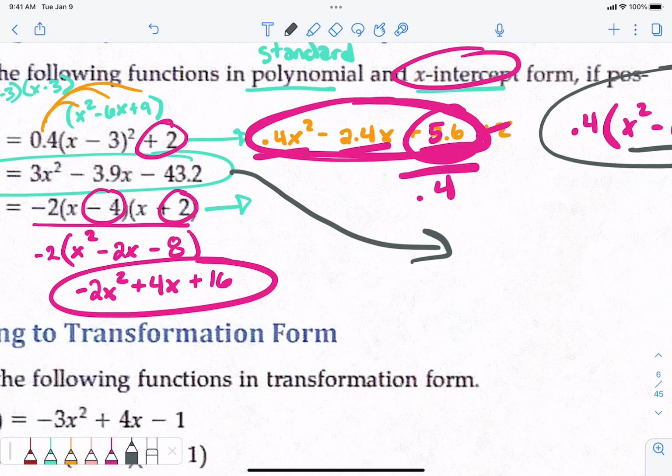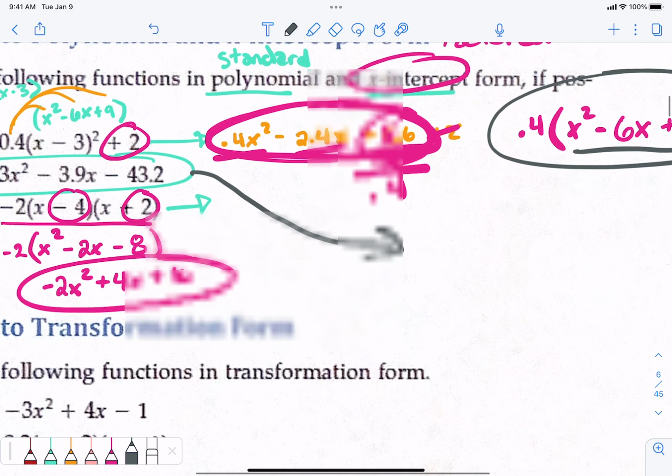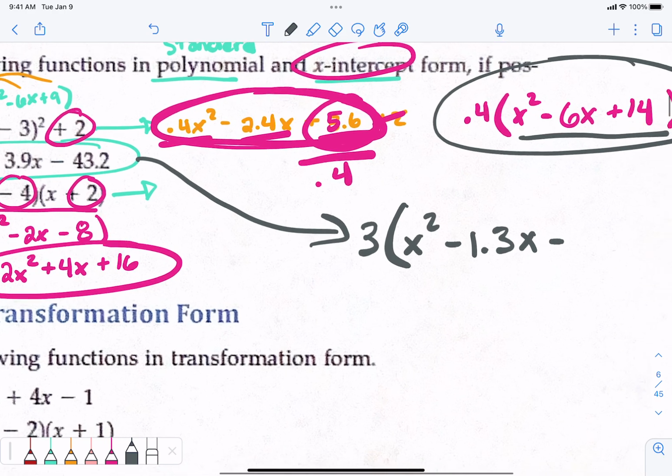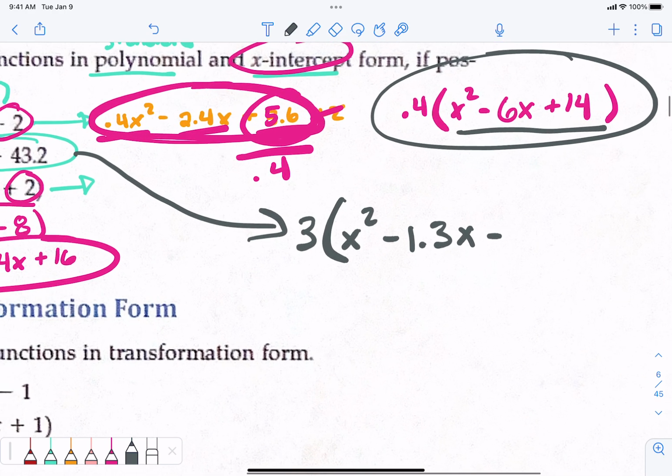What do you want to do? Just pull out a 3. Can we pull a 3 out of each thing? Okay, so pull a 3 out front. X squared is left over. If I take a 3 out of 3.9, what's that become? 1.3. Okay. X minus 43.2 divided by 3 is 14.4.